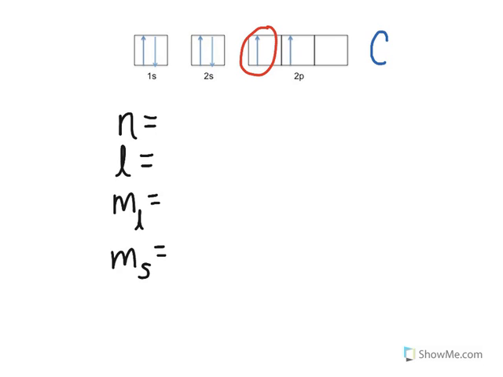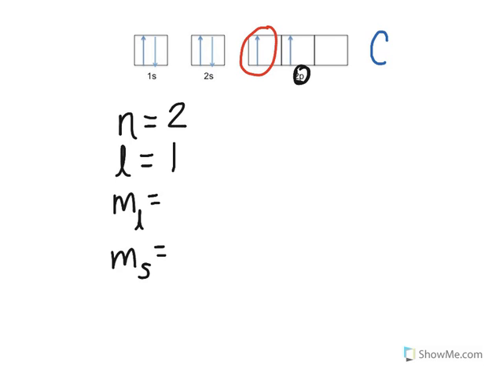Alright, so N is our principal quantum number. That's the energy level that we're in, and we find that by looking at this right here. So 2p, the 2 tells us what energy level we're on. So the principal quantum number for this particular electron in carbon is 2. Right? L is the shape of the orbital. And we are in a p orbital. So for p orbitals, L is equal to 1.